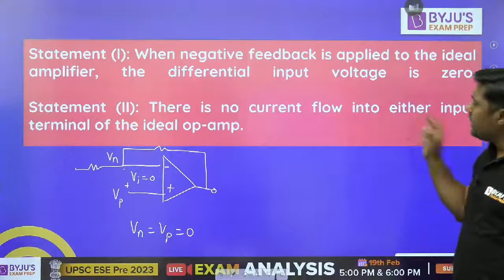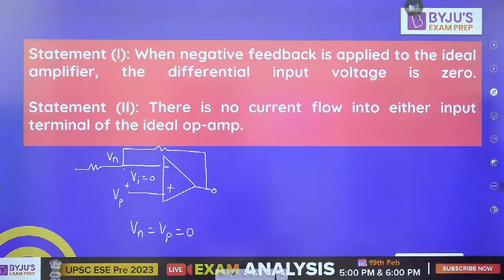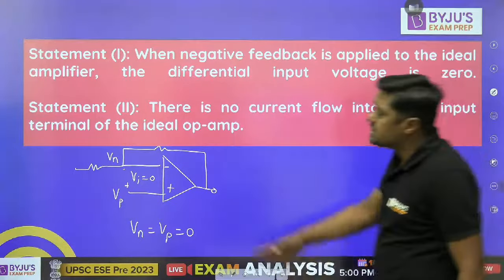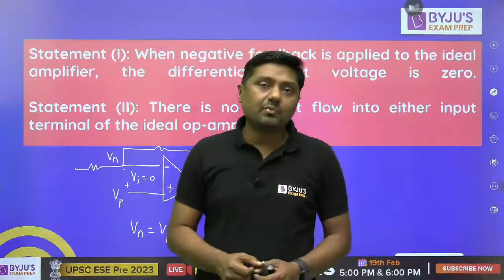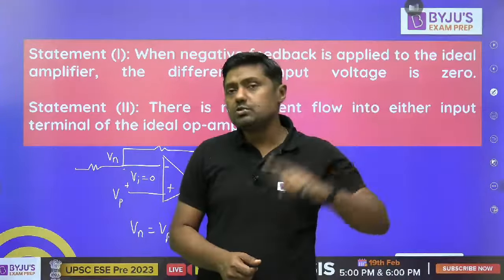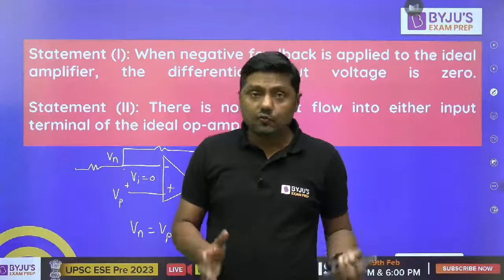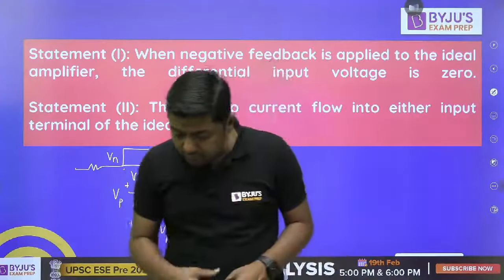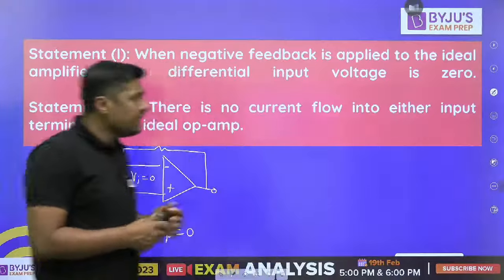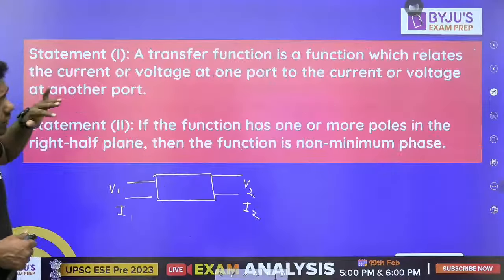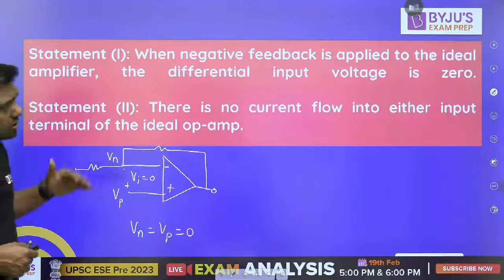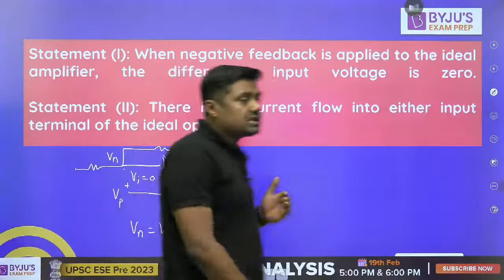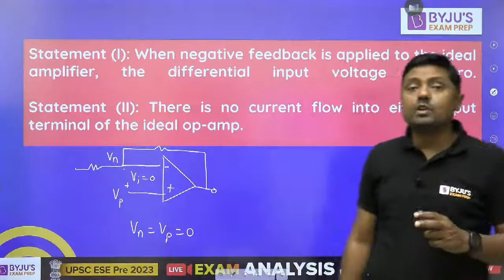Why is there no current flow into either terminal of the ideal operational amplifier? Because the input resistance is what? Infinite. That is again a correct statement, but that second one is not the correct explanation of the first one. Are you getting my point, everyone? The second statement is not the correct explanation. So normally देखो, first question, second question, third question, both the statements are correct, but the second is not the correct explanation of the first one.